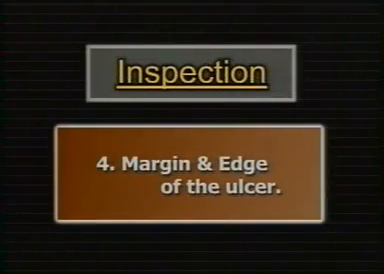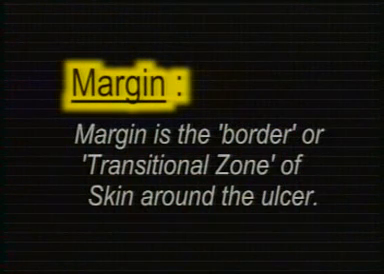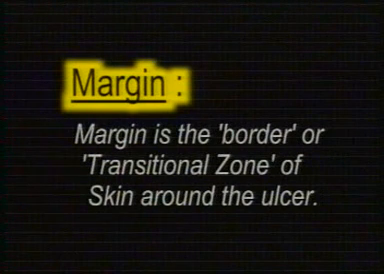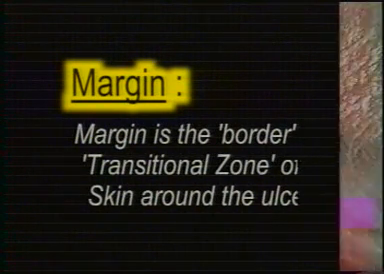Next, inspect the margin and the edge of the ulcer. Margin is the skin border or transitional zone of skin around the ulcer. That is, it is the line demarcating the ulcer from the intact skin. There are 3 types of margin.